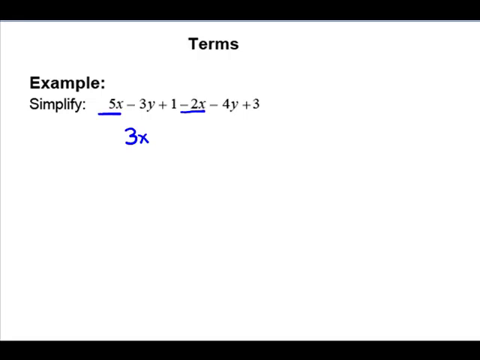do the y terms. Remember, the sign is with the piece after it. And these are like signs. We're going to add and keep the sign. One copy of the variable. And last, we'll do our constants.